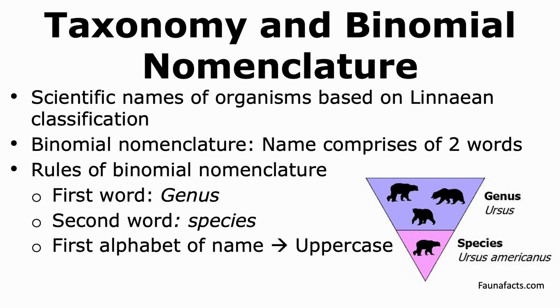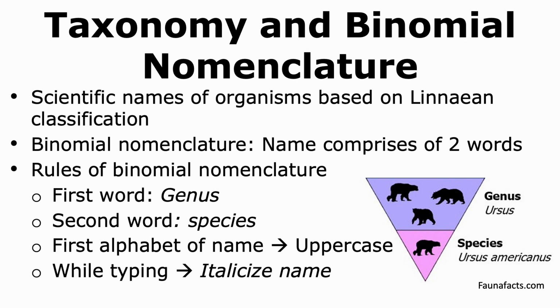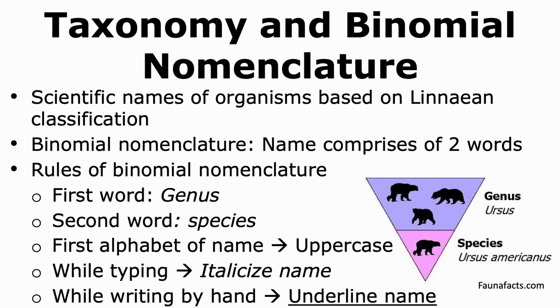Another rule to keep in mind is that while writing its name, the first letter of the name, which is the name of the genus, has to be uppercase. While typing the name, we should always italicize the name, but while writing the name by hand, we always underline the name. These are certain rules to keep in mind whenever we are writing the scientific names of different organisms.